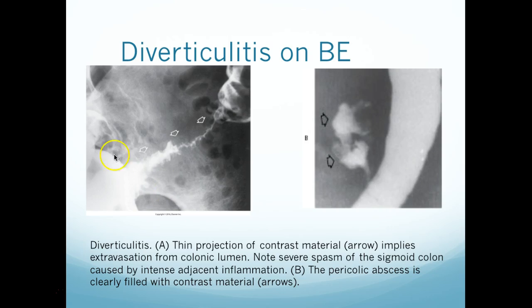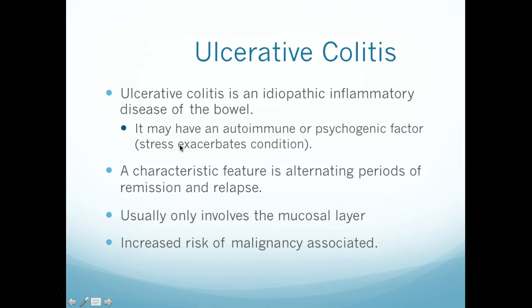So this is what it looks like here. You can see the narrowing, and you can see the inflammation within the lumen. So here we have an outpouching, a big one. It looks like it's perforated, so that's not good. Or an abscess, one of the two. So you can see here the inflamed bowel, and that is from a diverticulitis.